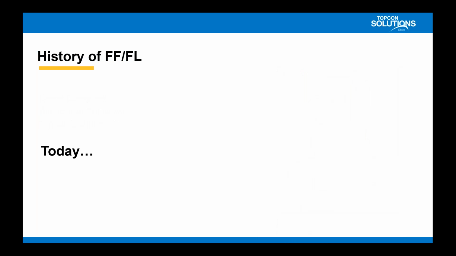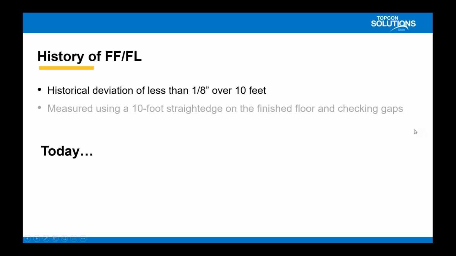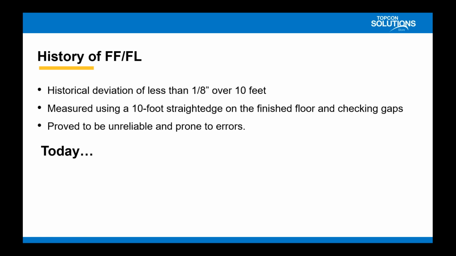All right, so the history of floor flatness and floor levelness. Historically, concrete floors were specified to have a deviation of less than 1/8 over 10 feet. Now, this was typically measured by laying a 10-foot straight edge on the finished floor and measuring the gaps below the straight edge. Now, I'm sure you can guess that method ultimately proved to be unreliable and prone to errors, as two people almost never got the same measurement, right? Now, it did work for a while. It got the job done, but it didn't give us the precision that we need.